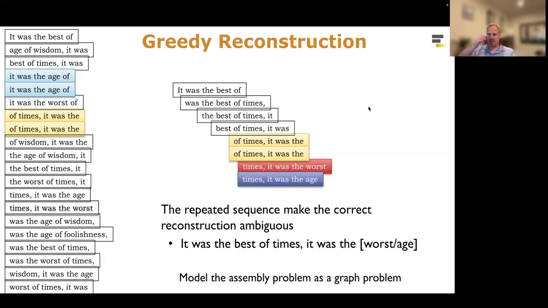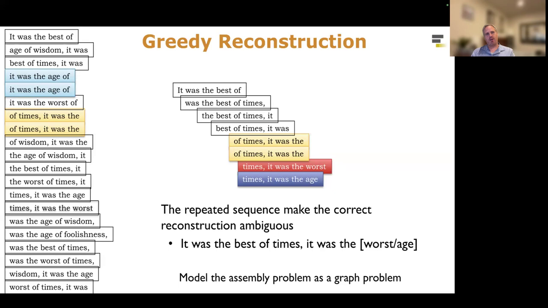As we go to extend this again, though, we're going to encounter the situation where there are two next fragments. They overlap equally well. They're both maximal greedy possibilities here, but those fragments disagree with themselves. This introduces ambiguity, and it's just not clear if the reconstruction should begin "it was the best of times, it was the worst," or "it was the best of times, it was the age." There's just not quite enough information if we're just looking one overlap at a time to figure this process out.